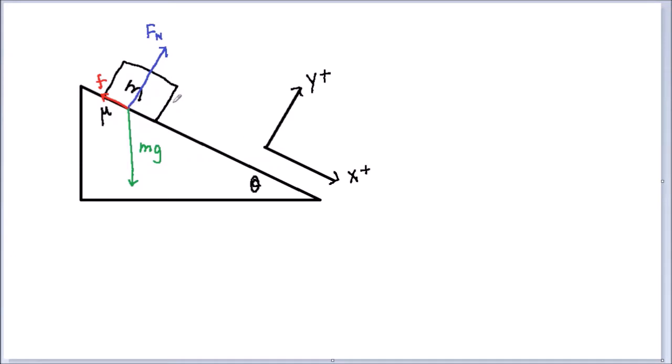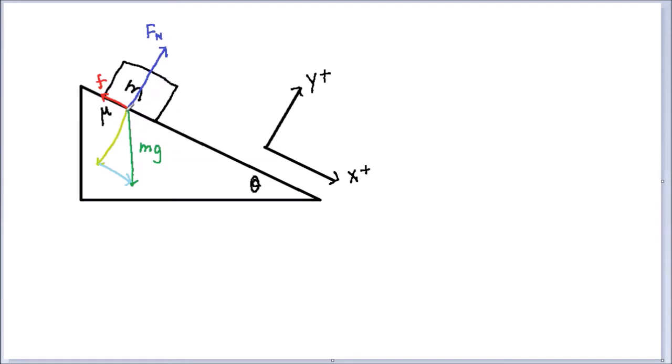So we can resolve this into its y and x components, simply like this. We're going to have some y component going this way, and then some x component, which goes this way, parallel to the x and y axes. And so, what is this angle right here?